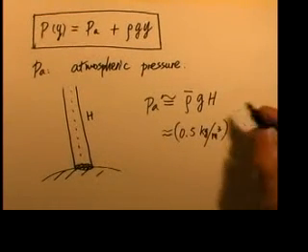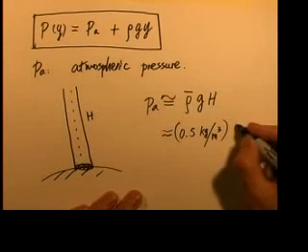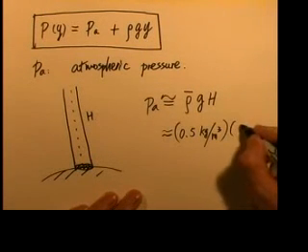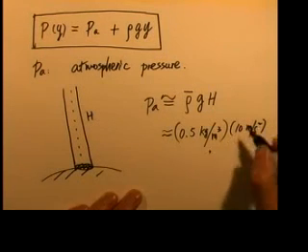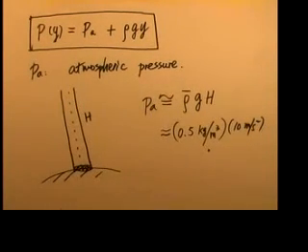g is about 10, I'm only estimating here, don't be too accurate, 10 meters per second squared, times h, that is the height of the atmosphere. We need an estimation for that too. Let's see now, how high is the atmosphere?